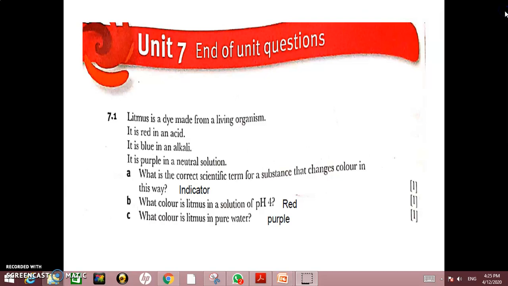Now, B says, what color is litmus in a solution of pH 4? You can see the second statement written there. It is red in an acid. What is an acid? The pH of acid is less than 7. So, pH 4 is an acidic pH. So, what would be the color? It would be red. Now, C is, what color is litmus in pure water? Pure water is neutral. So, what would be the color? It would be purple. Is that clear?